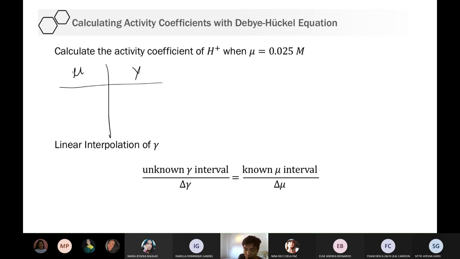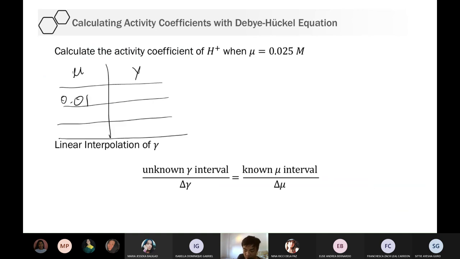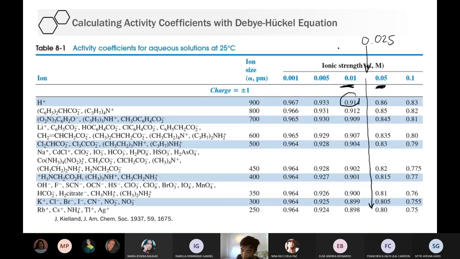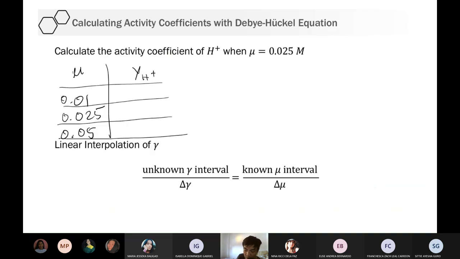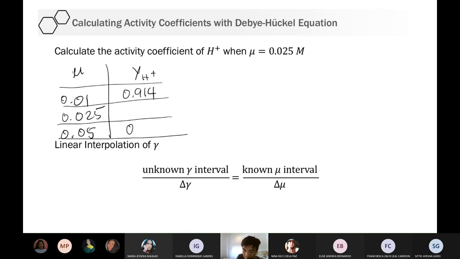So lista mo yung mga mu and gamma. So ano yung mga nasa table? 'Di ba in between siya sa 0.01 and 0.05. O, lista mo 'yon. So 0.01, 0.05, in between that you get the 0.025. Ano yung gamma ng H+ kapag 0.01? Sabi dito 0.914. O, sulat mo diyan. 0.914. Kapag 0.05 daw, 0.86. Ang tanong, ano daw kapag 0.025?